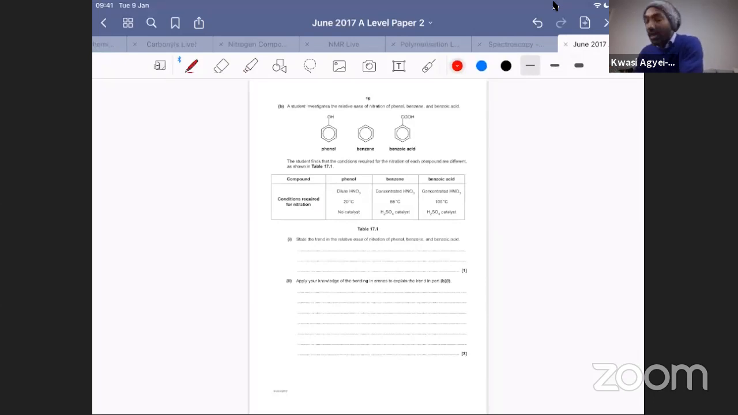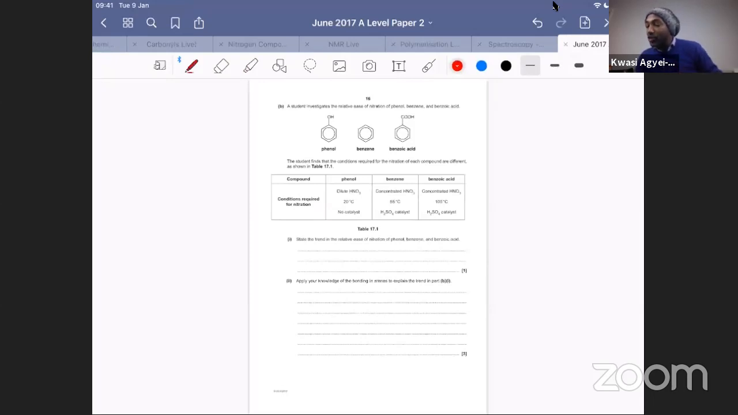Okay, so the next question, part B, says the student investigates the relative ease of nitration of phenol, benzene, and benzoic acid. We've got some data looking at the conditions of nitration. We've got dilute nitric acid at 20 degrees Celsius and no catalyst needed for phenol. Benzene, you've got concentrated nitric acid, 55 degrees, so a bit warmer, and you need a sulfuric acid catalyst. And benzoic acid requires concentrated nitric acid and even higher temperatures of 100 degrees Celsius and your sulfuric acid catalyst.